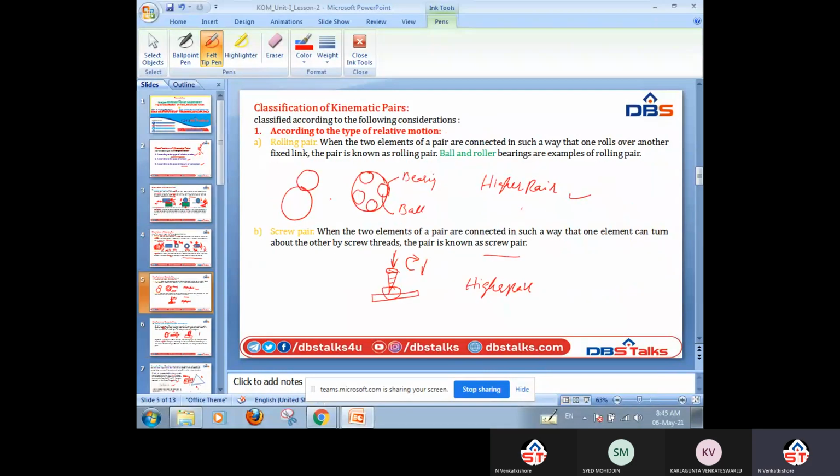And next, rolling. Rolling means it is not turning and not sliding. It rolls one over the other. This type of condition we call a rolling pair. And screw pair, that is screwing threads. For example, making a thread or making a hole through a drill bit. That is called a screw pair.